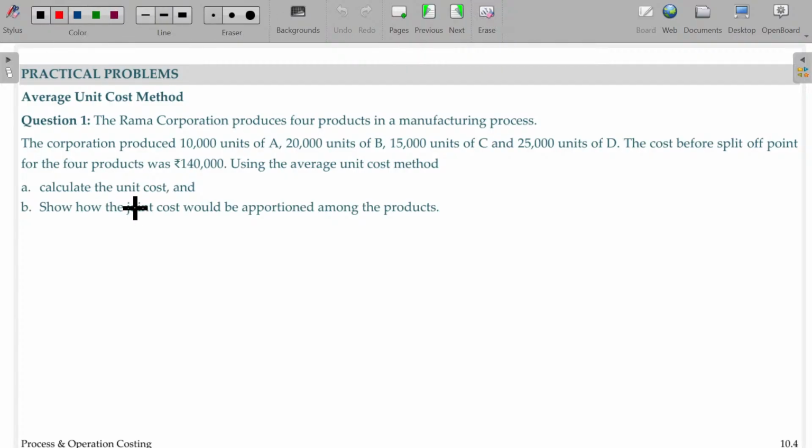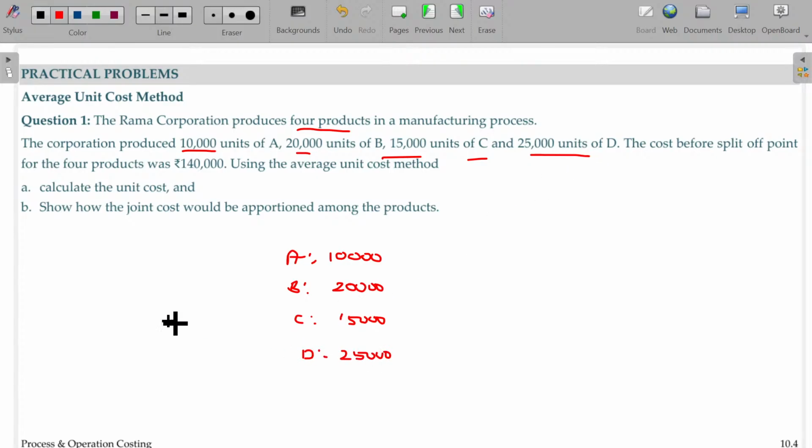Okay, come on, you can guess it very easily. Rama Corporation produces 4 products in the manufacturing process. The corporation produced 10,000 units of A, 20,000 units of B, 15,000 units of C, and 25,000 units of D. All these are produced at a single split off point.